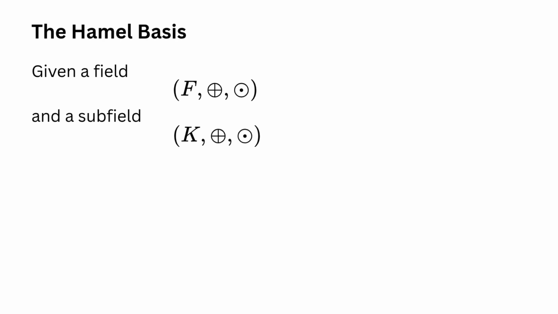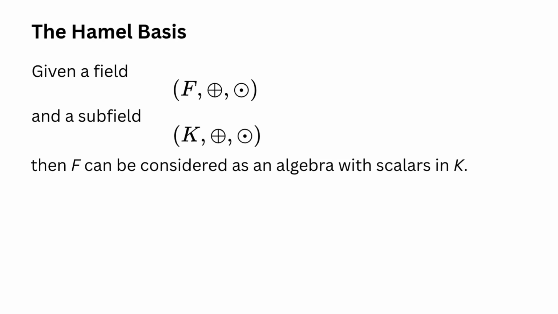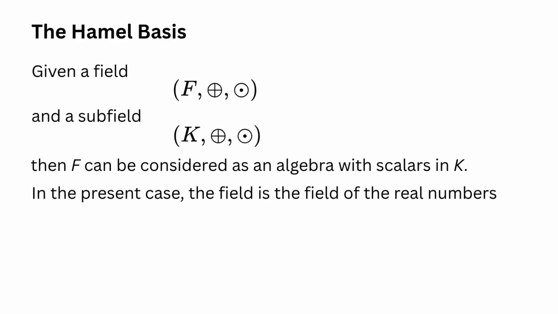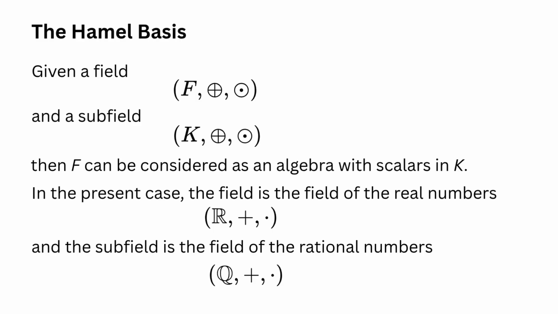In one of my algebra videos, I commented that given a field F and a subfield K of F, then F can be considered as an algebra with scalars in K. In the present case, F is the field of the real numbers, and K is the subfield of the rational numbers. Hence, the real numbers can be considered as a vector space with the scalars being the rational numbers. A vector space is enough. An algebra has even more structure, but the additional structure is not important.